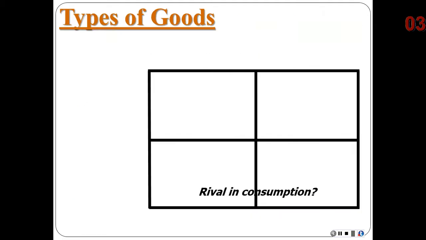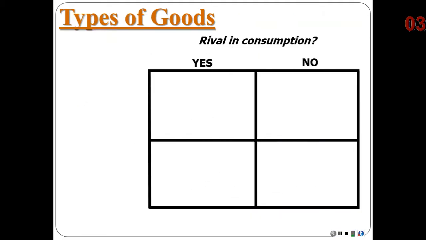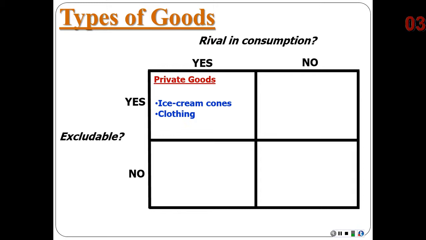Okay, so now let's take those two questions, and the answers will be yes or no to each question. And let's develop a grid here with four different categories. If goods or services are both rival in consumption and excludable, this is what we call private goods and services. This makes up the vast majority, something like 70 to 80% of the goods and services you consume in society. Ice cream cones, clothing, so on.